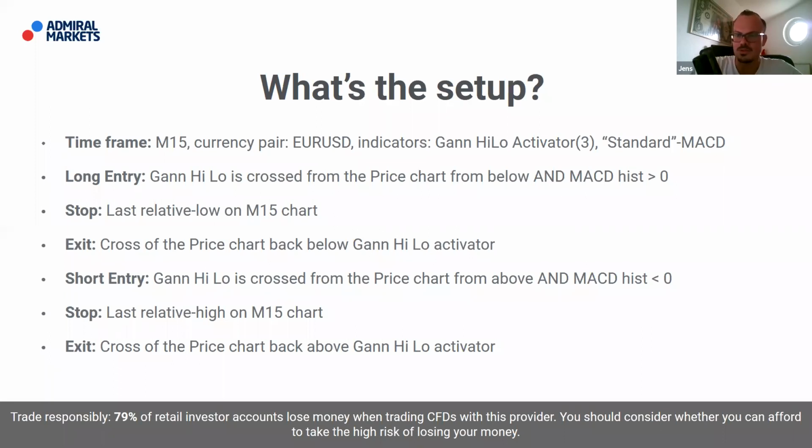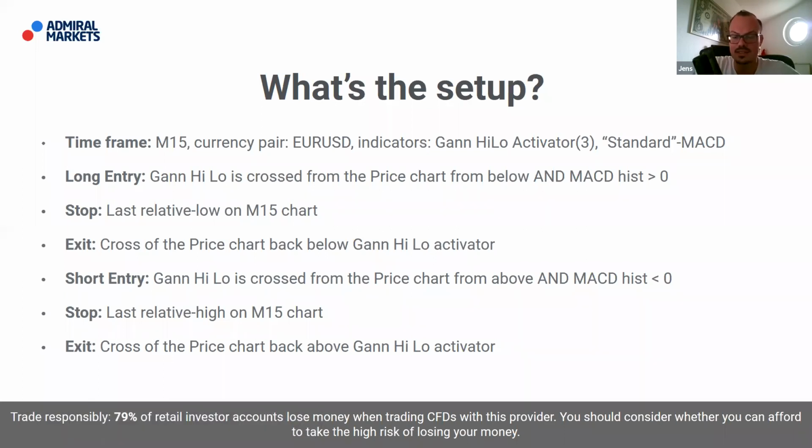So now let's come to the setup. Finally, time frame: it's M15, so we are looking at a 15-minute chart, in fact. We generate something between 1 to 2 setups per day, around. This is what we can expect. Then we look at the most traded currency pair in the world, the Euro USD. And we use an indicator, as we already introduced it, the Gann Hi Lo activator, aggregation 3, okay? And the so-called standard MACD.